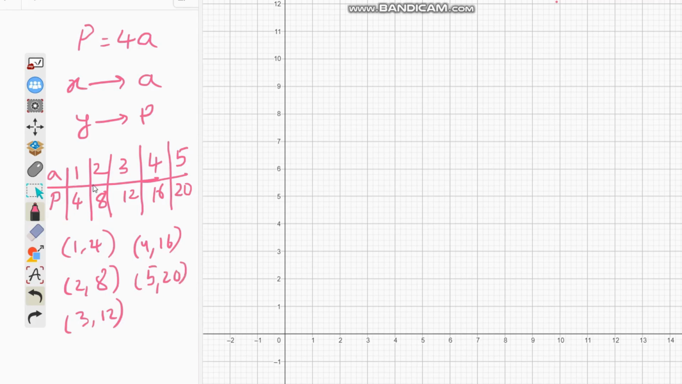So now we need to plot these points. See, the graph we can draw like this: 0 1 2 3 4 5 6 7 8 on the x axis, and like this on the y axis. So for 1 4, this is the first coordinate. Go for the x axis, which is horizontal. Here it is 1. And 4 means here it is 4. So this is the point 1 4.